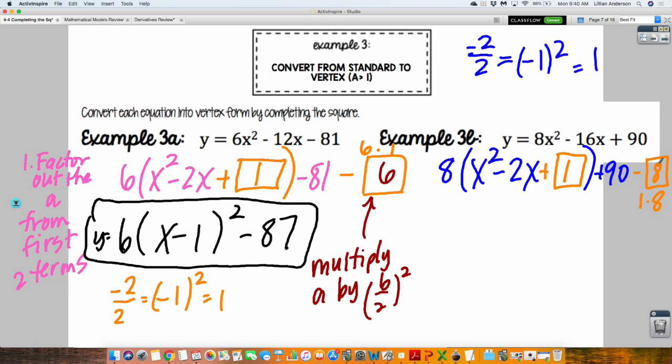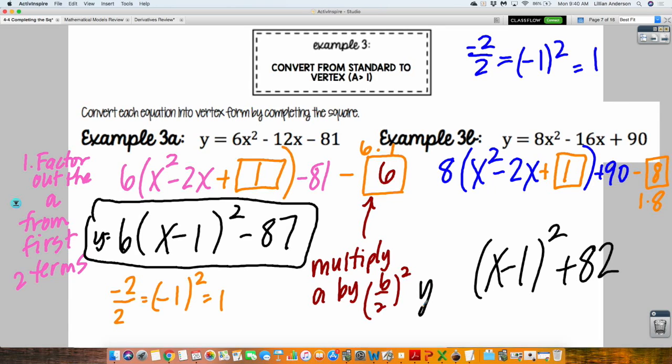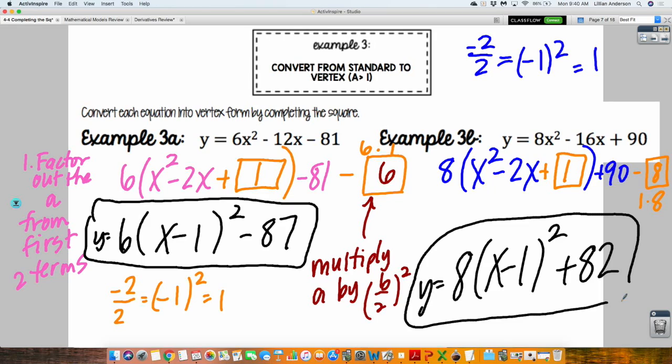Now I can write it in vertex form. x minus 1 squared, plus... What am I missing? The 8. And there you go. You've written it in vertex form.